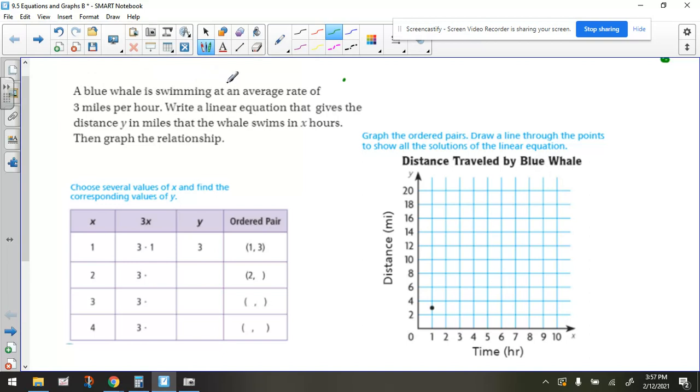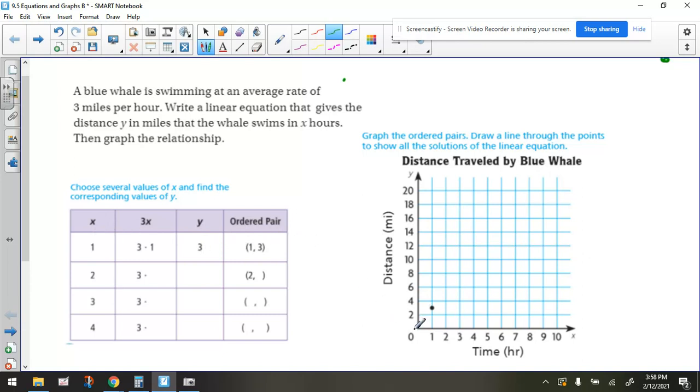A blue whale is swimming at an average rate of 3 miles per hour. Write a linear equation that gives the distance y in miles that the whale swims in x hours. Then graph the relationship. All right, so we already know the function here, which is 3 times x. And they give us the example of substituting in a 1 for the place of x. And if we do 3 times 1, we would get 3. So our ordered pair would be 1, 3.